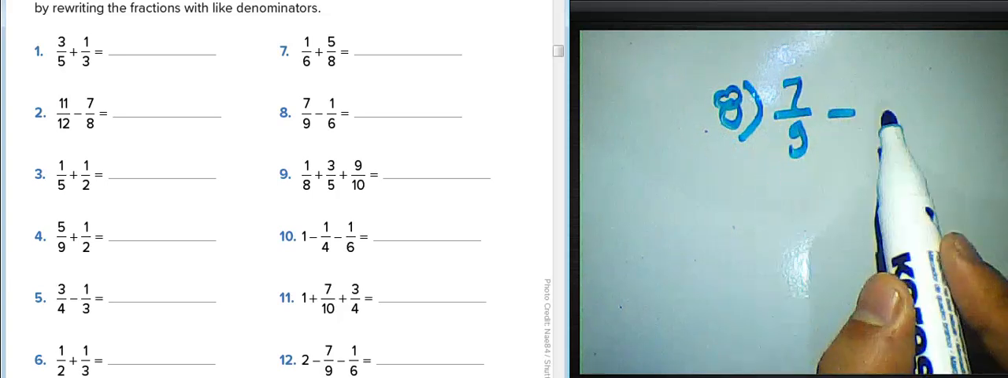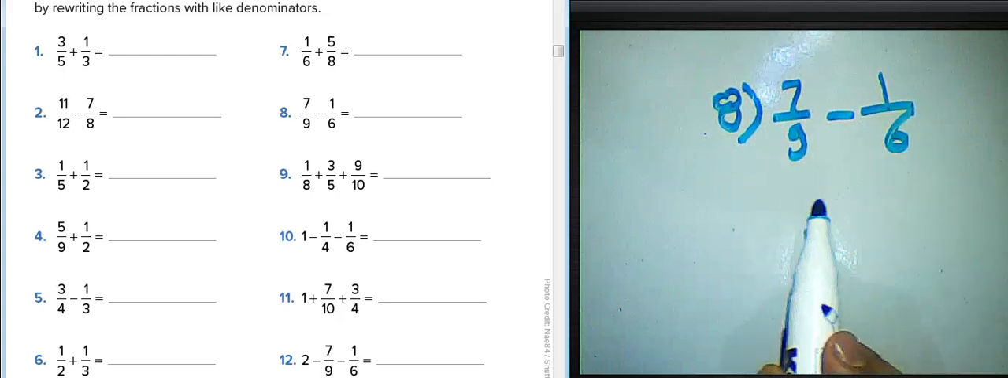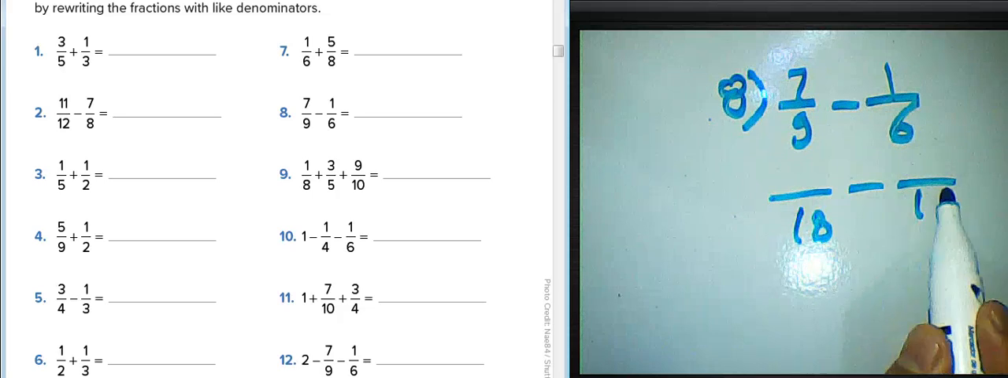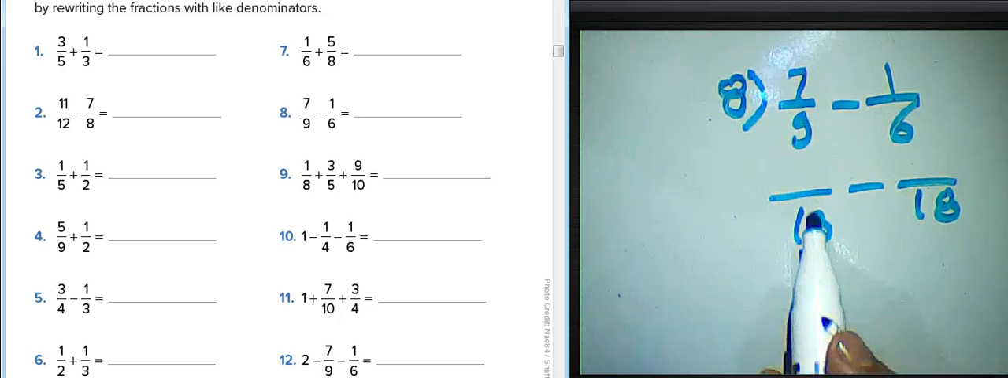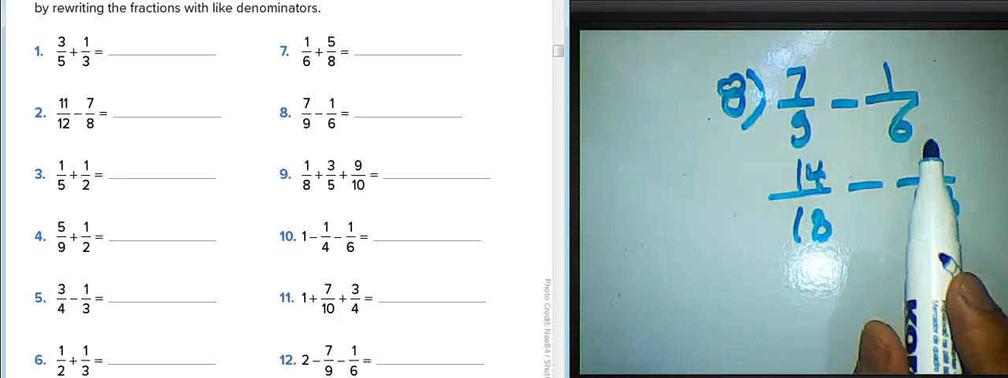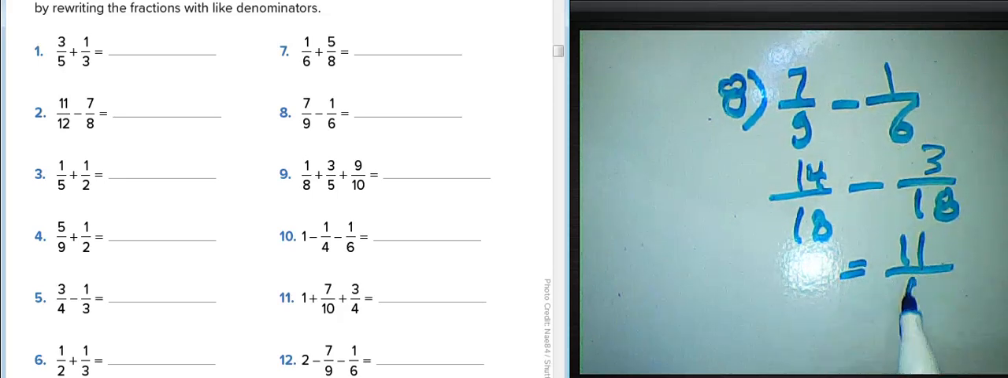Question number 8. 7 over 9 subtract 1 over 6. We can write the least common multiple between 6 and 9, which equals 18. 18 divided by 9 equals 2. 2 times 7 equals 14. 6 times 3 equals 18. 3 times 1 equals 3. The result will be 11 over 18.